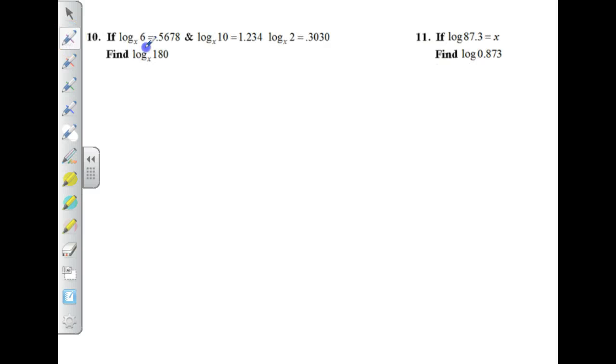This one is good. I'm going to define the log of 6 base x as something other than what your calculator will give you, because you can't type in the log of 6 base x since your calculator doesn't know what the x is. So if I define the log of 6, the log of 10, and the log of 2, how do you find the log of 180? Well, the goal is to try to use a 6, a 10, and a 2 to end up with 180.